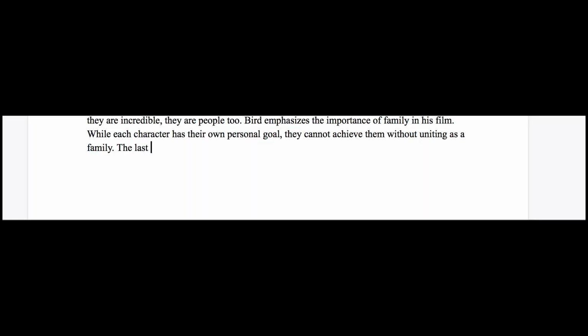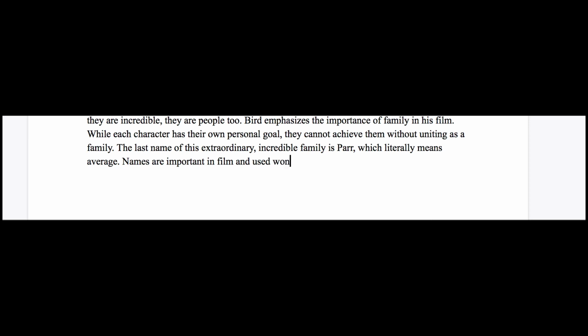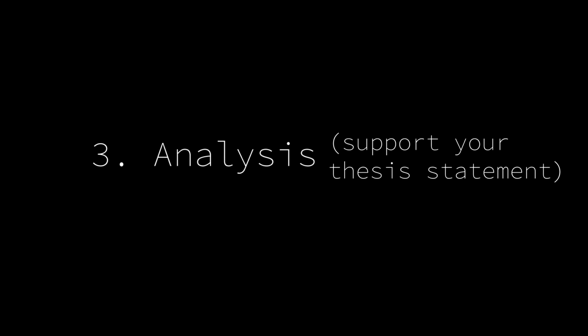For example, the last name of this extraordinary, incredible family is Parr, which literally means average. Names are important in film and used wonderfully in this Brad Bird animation. When choosing what to write about in the analysis section of your paper, just remember that everything you talk about should further support the thesis statement that you wrote about in the introduction.